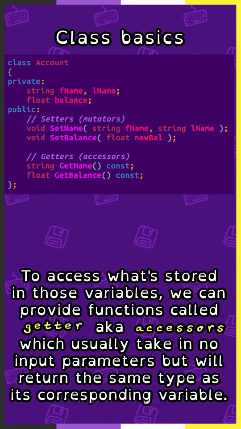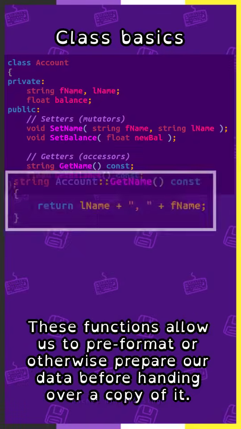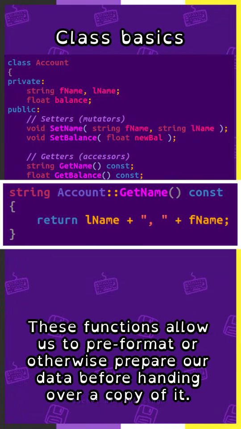To access what's stored in those variables, we can provide functions called getters or accessors, which usually take in no input parameters but will return the same type as its corresponding variable. These functions allow us to pre-format or otherwise prepare our data before handing over a copy of it.